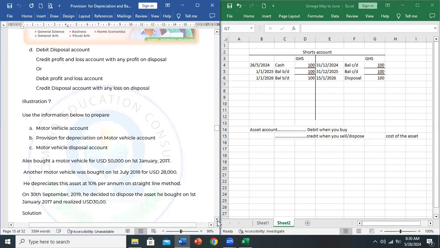Okay. So please look at this illustration 7. One of you should read it for me. Who is ready to read? Prof. Ni Okai, can you unmute and probably read the question for us? Prof. Ni? Yes, sir.